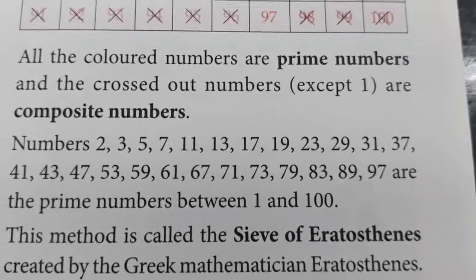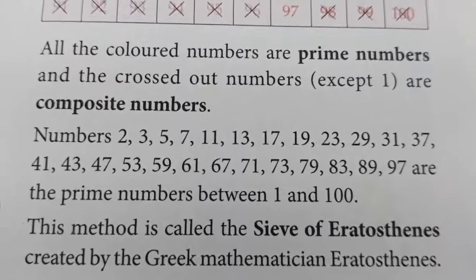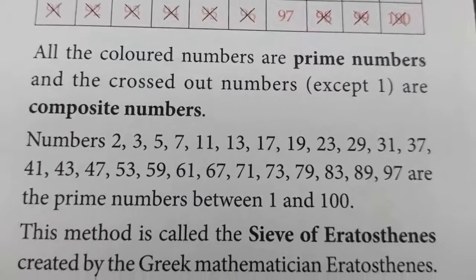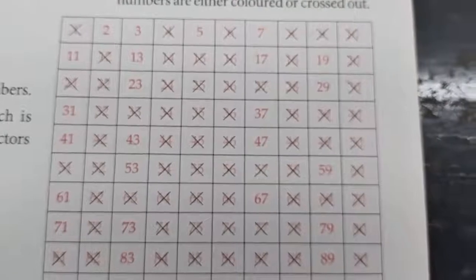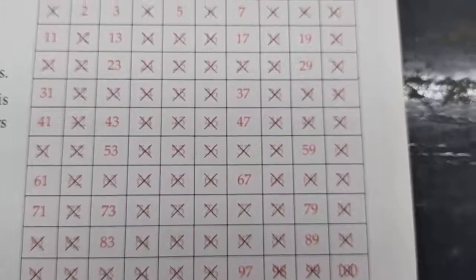We have just now discussed this. I'll show once again the sieve of Eratosthenes, the numbers 1 to 100 grid. You are able to see the numbers 1 to 100 grid.